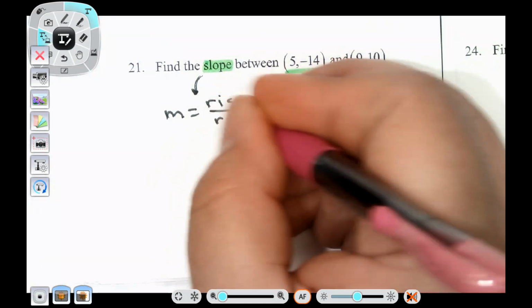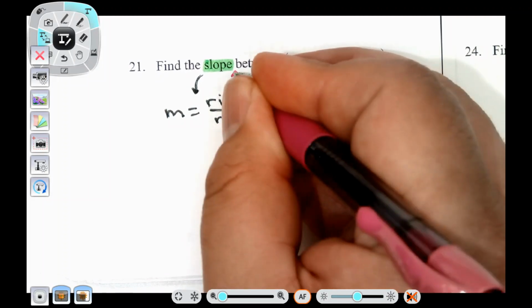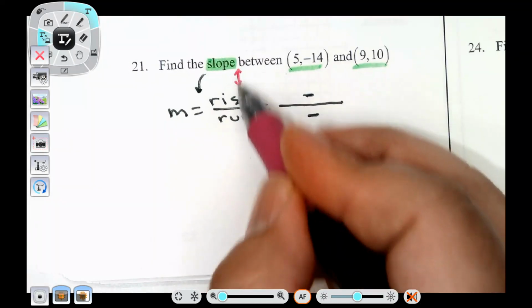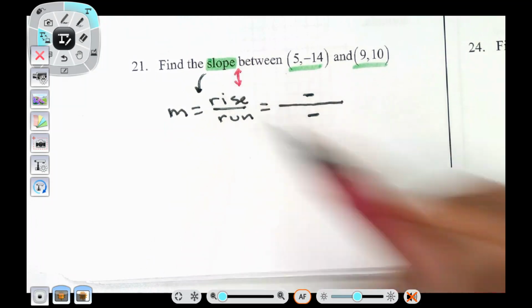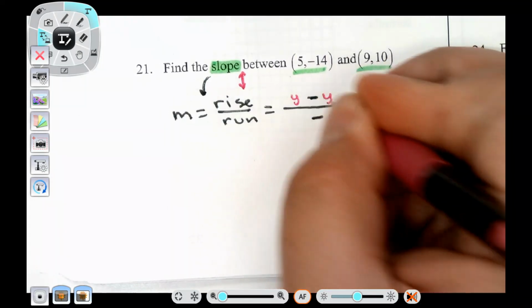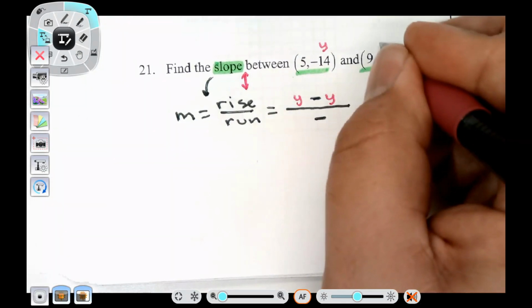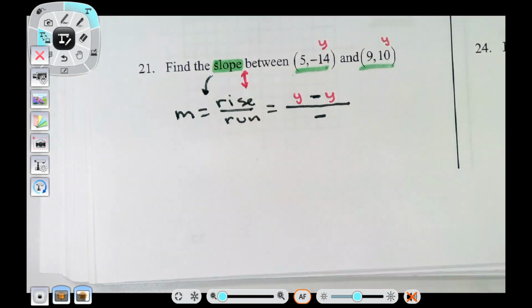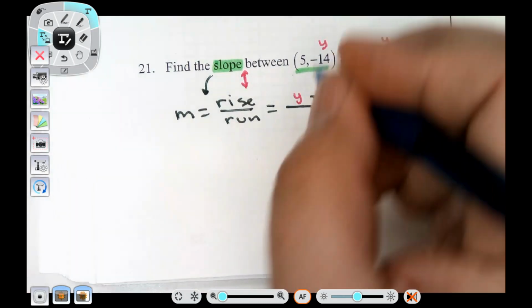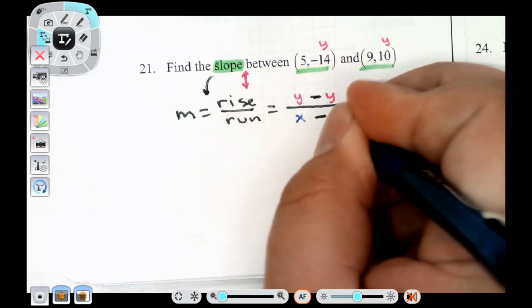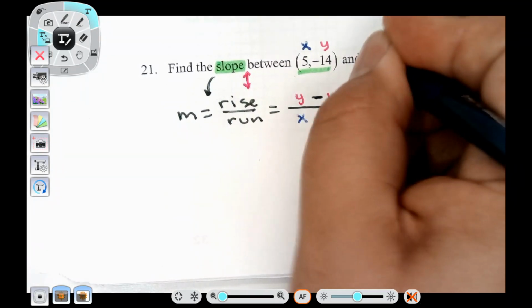Remember, it's called rise for a reason because you're going up or actually down. Well, the only letter that goes up and down in math is our y values. Our y values are the ones that go up and down. So then the run, which means side to side, would be our x's. And yes, that's why we have 2 of them.